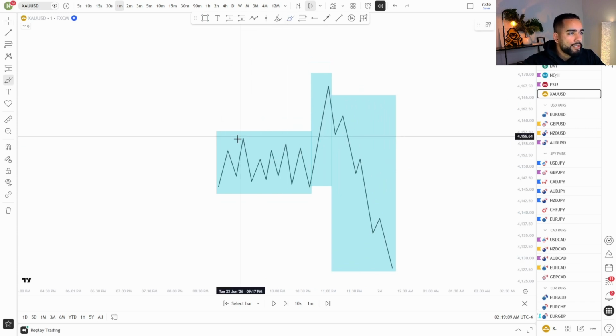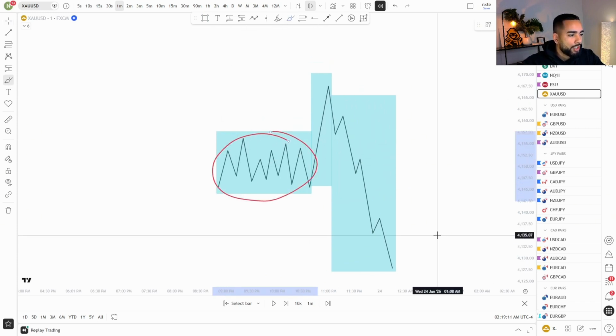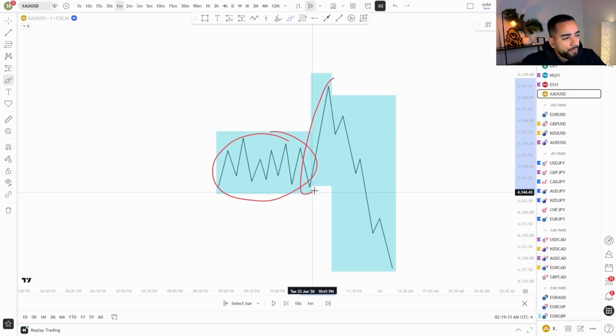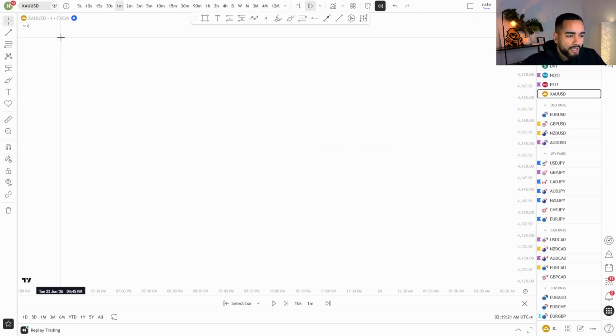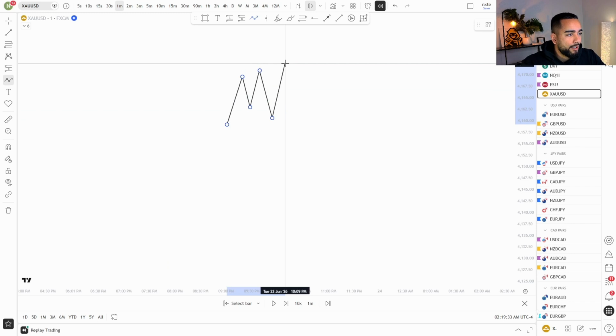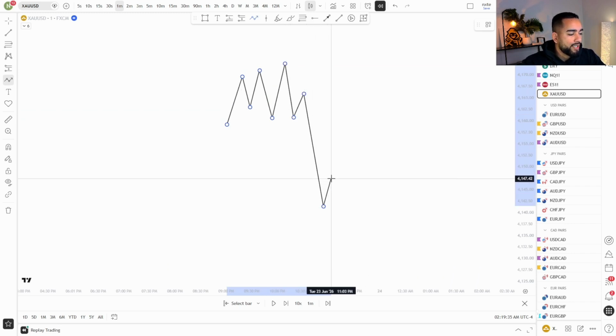But what happens if there is no clean accumulation like this? How can we spot the accumulation happening, and how can we spot the manipulation that occurs and also trade the distribution? The biggest thing that you guys need to understand is price doesn't always move in accumulation, manipulation, distribution, right? It will always move in manipulation and distribution, but the accumulation can always happen prior. So the accumulation could have happened here, right?